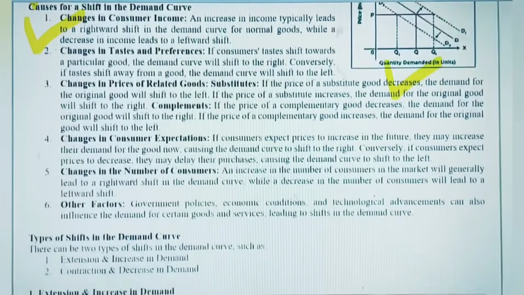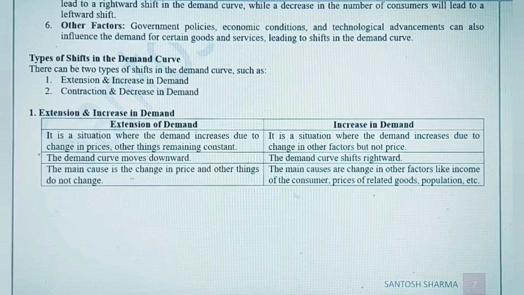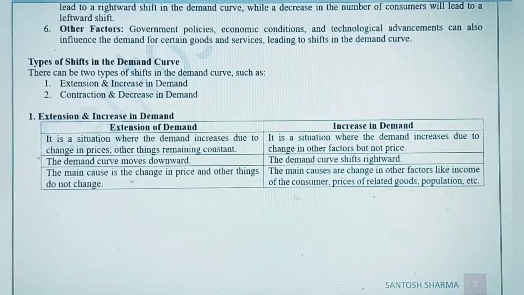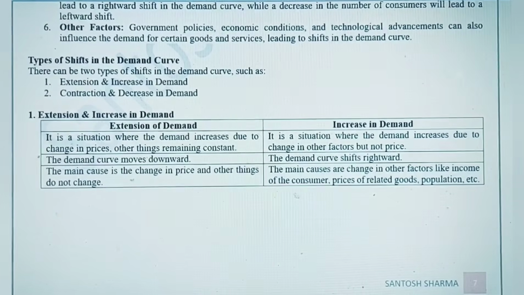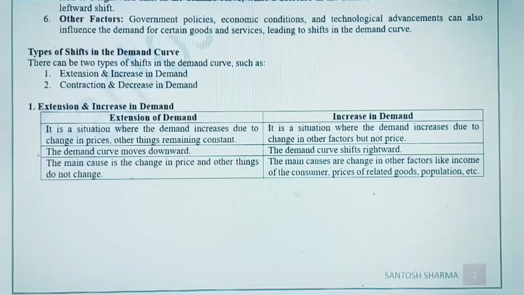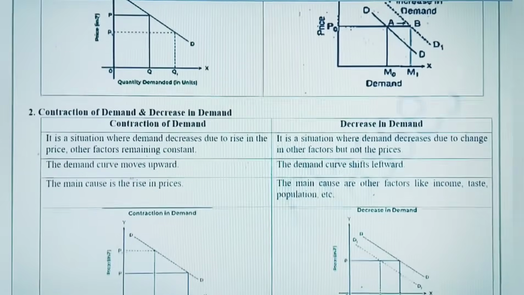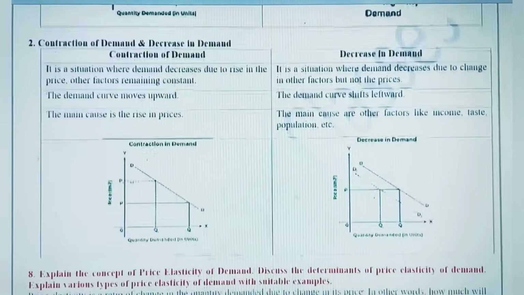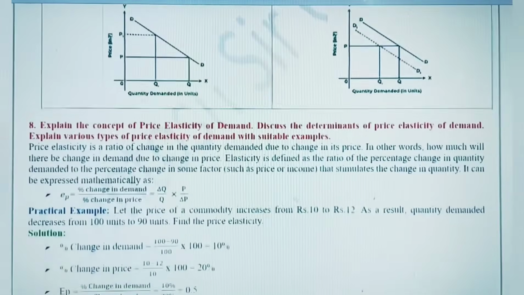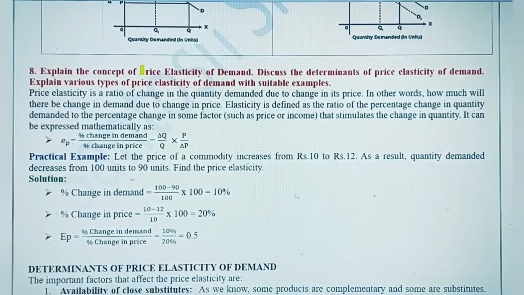Fine. So these are the different types of shift in the demand curve. The first shift is extension or increase in demand, and its opposite is contraction and decrease in demand. You can write this, draw the diagrams, and this is again contraction and decrease. Okay, let's move on to question number 8, which is on price elasticity of demand.